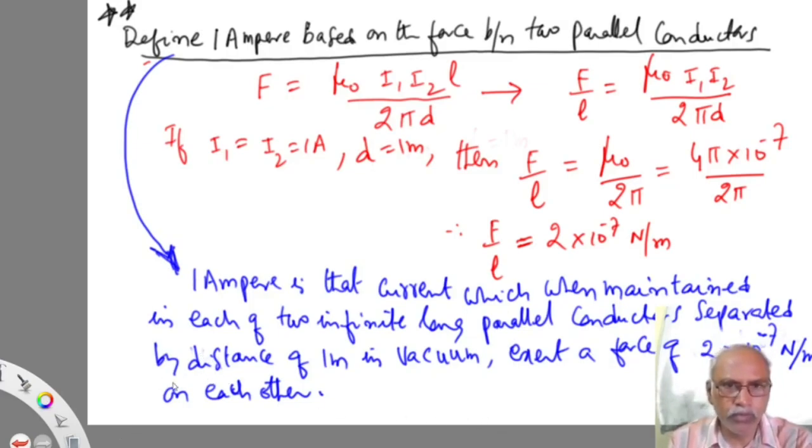Force per unit length of conductors: mu naught I1 I2 L by 2 pi d.